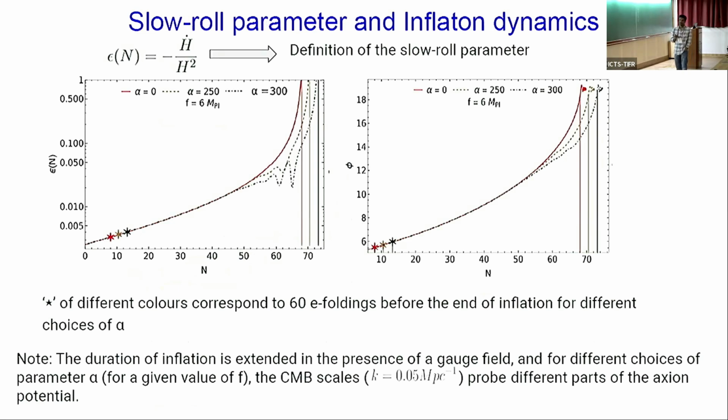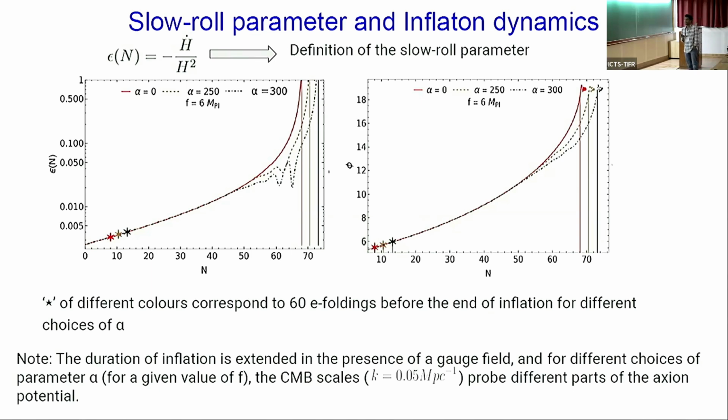Now we know that the slow-roll parameter controls the inflation, and you can clearly see this is the slow-roll parameter in the presence of the gauge field. If the gauge field is present, then the duration of inflation is prolonged, and if I increase the value of the coupling strength, the duration of inflation is extended further.